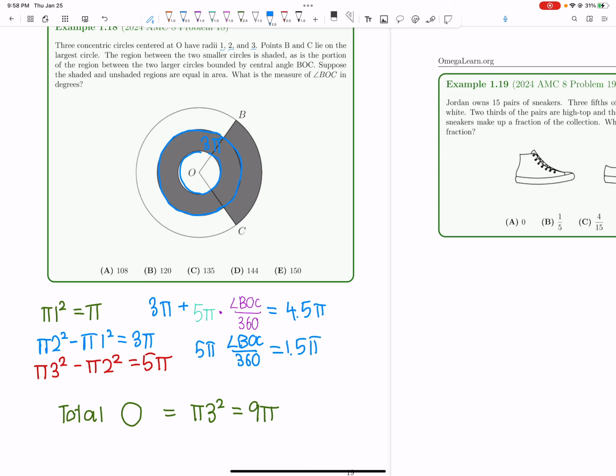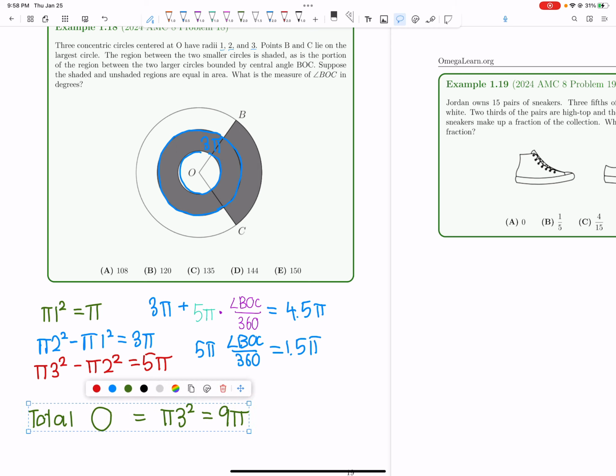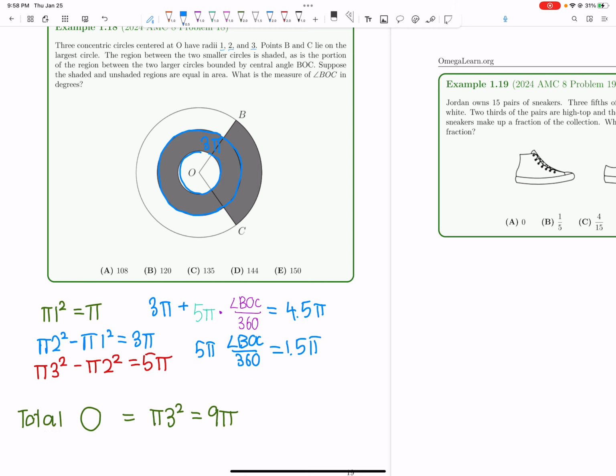Now we can solve for BOC over 360. We divide by 5 pi from both sides. And we get that BOC over 360 is 1.5 pi divided by 5 pi. And that's just 0.3. So BOC is just 0.3 times 360. That's equal to 3 times 36, which is 108. So our answer is simply 108. I hope you enjoyed this video.